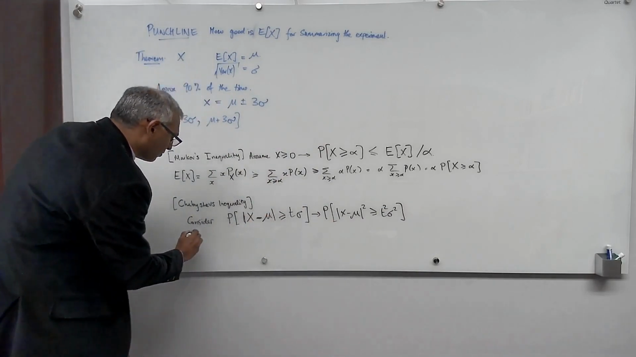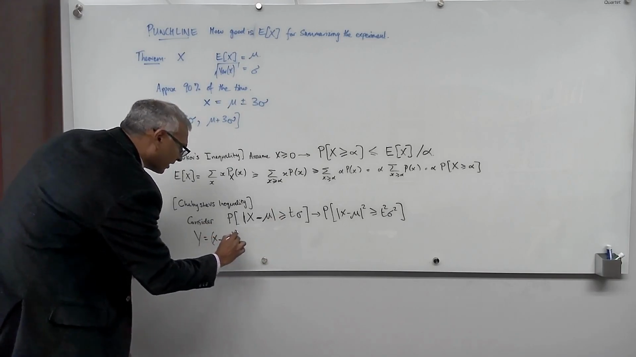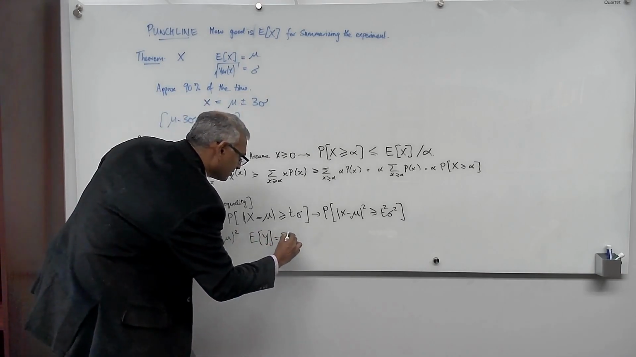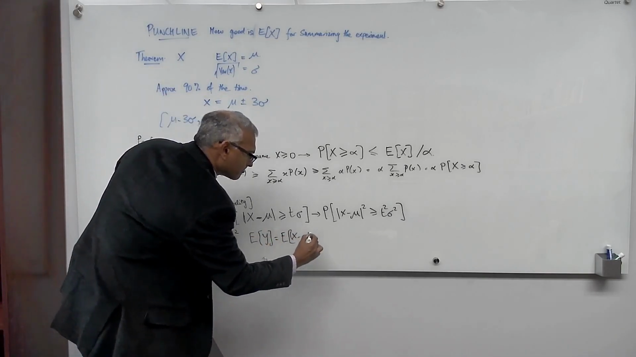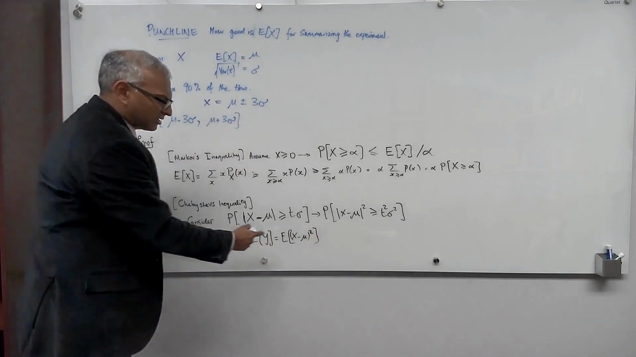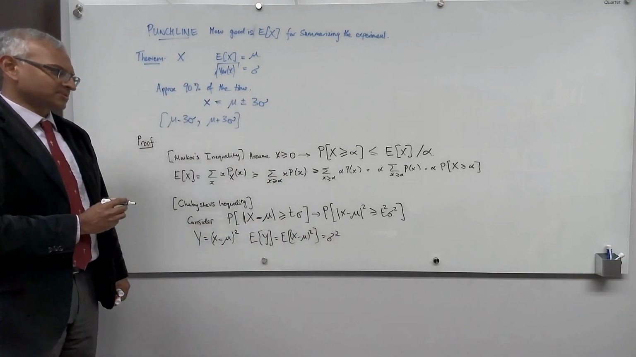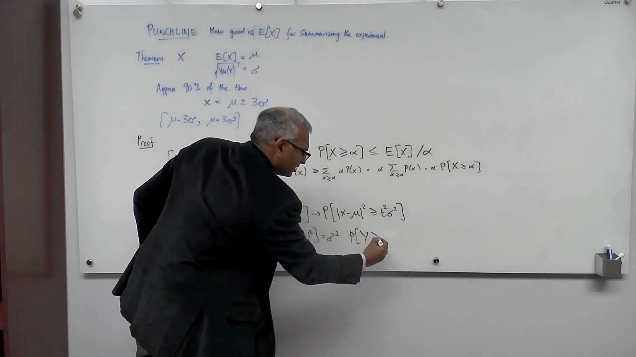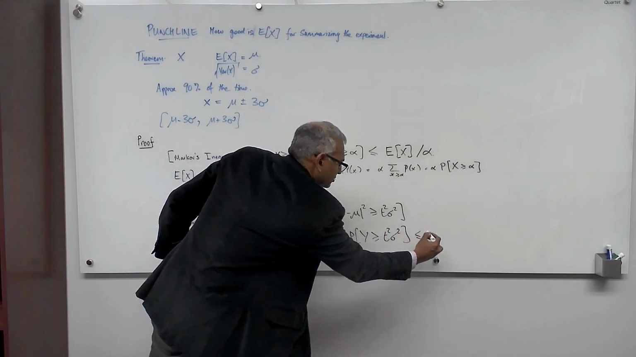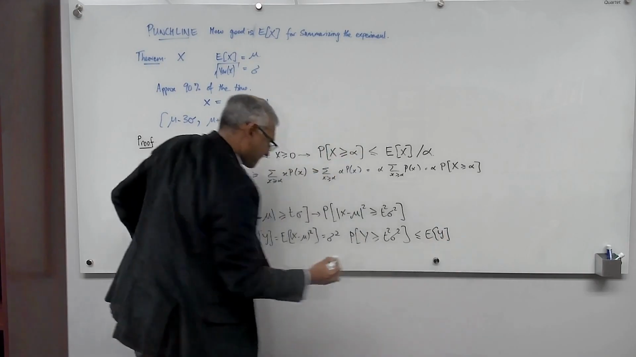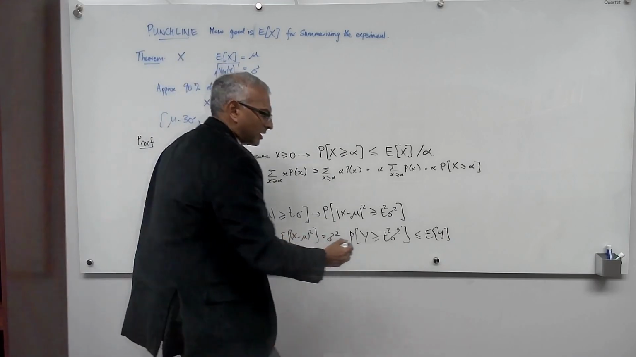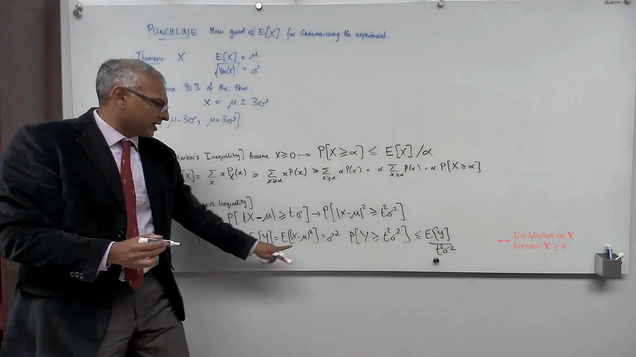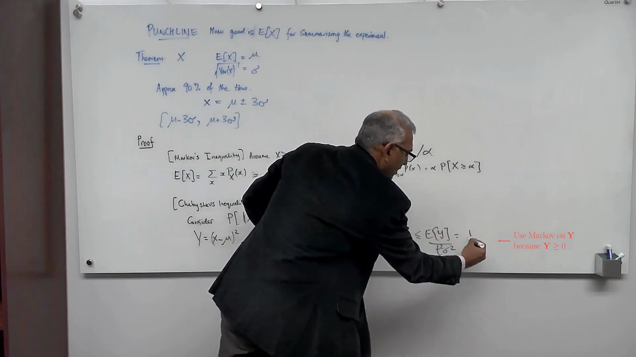And x minus mu squared is just the deviation squared. So let me define a random variable y, which is x minus mu squared. Then the expected value of y is the expected value of x minus mu squared. But that's just the variance of x. This is just sigma squared, the variance of x. So the probability that y is greater or equal to t squared sigma squared is at most the expected value of y divided by t squared sigma squared. But the expected value of y is just sigma squared. So this is equal to sigma squared over t squared sigma squared, which is 1 over t squared.